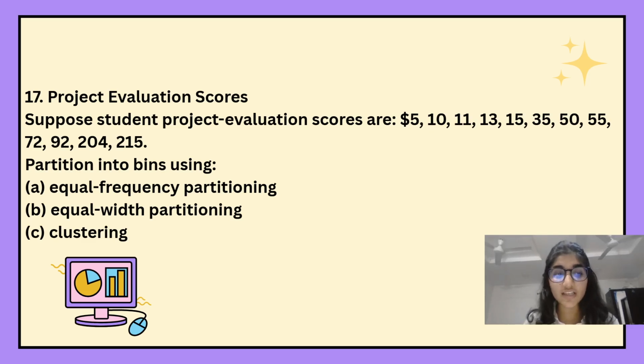The 17th question says, suppose student project evaluation scores are from 5 to 215. Then partition into bins using equal frequency partitioning and equal width partitioning. Then the C is clustering.